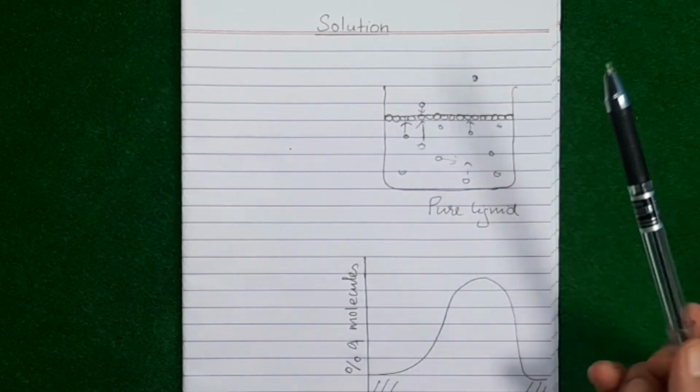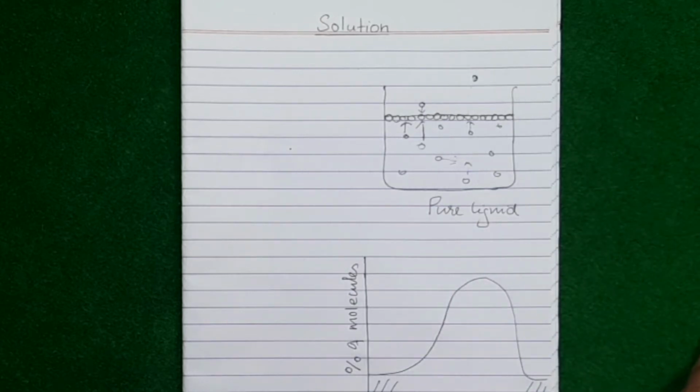So let's begin a new chapter, the chapter on solutions, class 12 chemistry. A solution is a homogeneous mixture of two or more components. You all know about solutions. Mostly in a solution we'll have a solute and a solvent. So let us start with a solvent, a liquid.